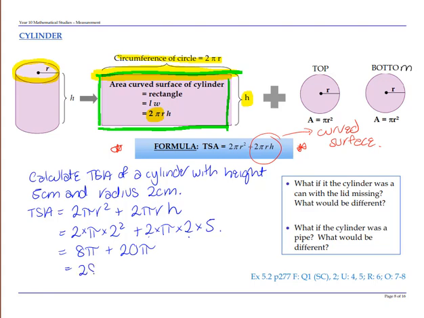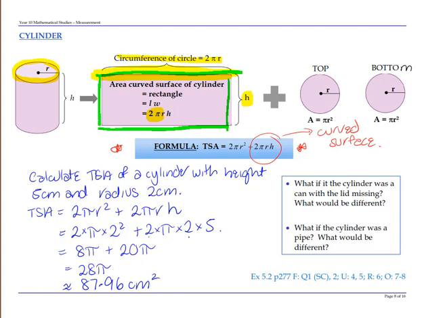So just like the one in class where I didn't evaluate the pi's until the end, I then go 28 times pi, and that's approximately 87.96, and my units are centimeters squared.